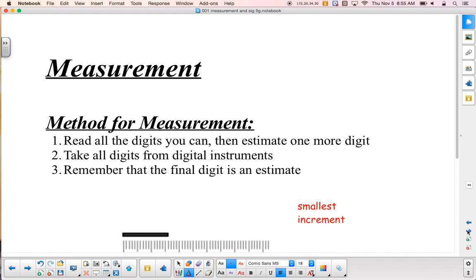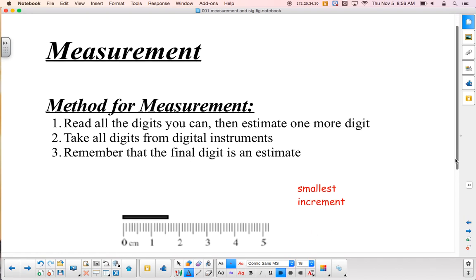When you're working with a digital instrument, you want to record all the digits on the digital output of your digital instrument. And lastly, remember that regardless of the situation, the final digit of your measurement is an estimate, estimated by you on a non-digital instrument, but the digital instrument itself estimates something into the last position of the measurement.